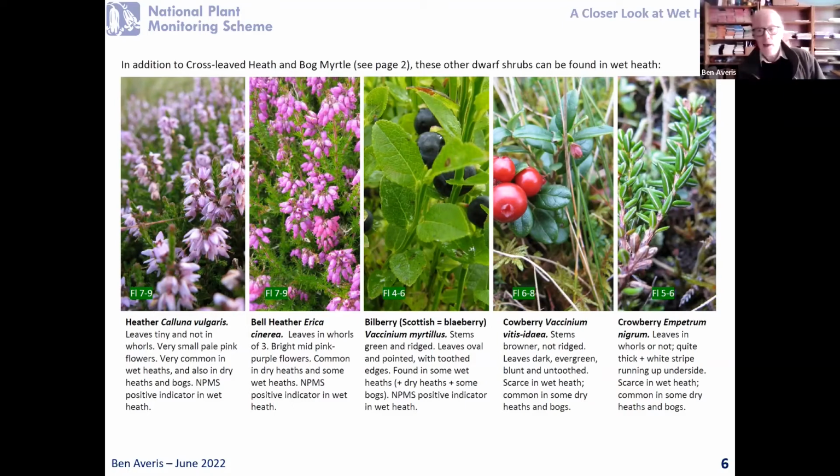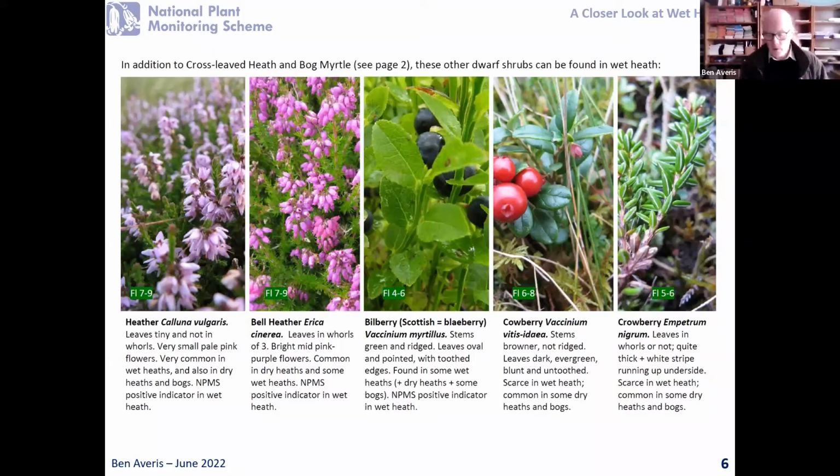Bell heather is actually mainly a plant of dry heaths. It likes kind of drier ground, but it does grow in some wet heaths as well, quite commonly in some of the naturally drier end of wet heaths. And then the other ones are blaeberry or bilberry, same plant, different names, and cowberry and crowberry. They can all grow in wet heaths. The bilberry a little bit more commonly than the other two in wet heaths. The cowberry and the crowberry are a little bit more common in dry heaths and in bogs than they are in wet heaths, but they can occur in wet heaths, and they're quite northern as well, on the whole, northern upland species.